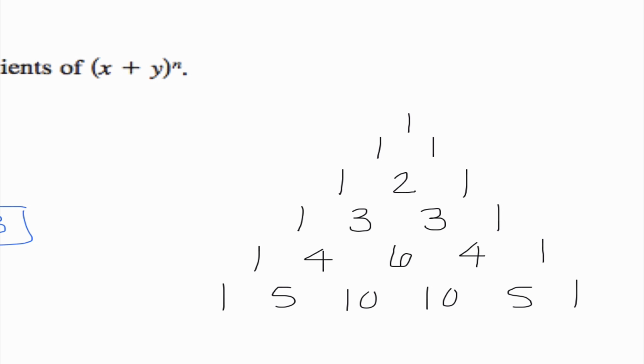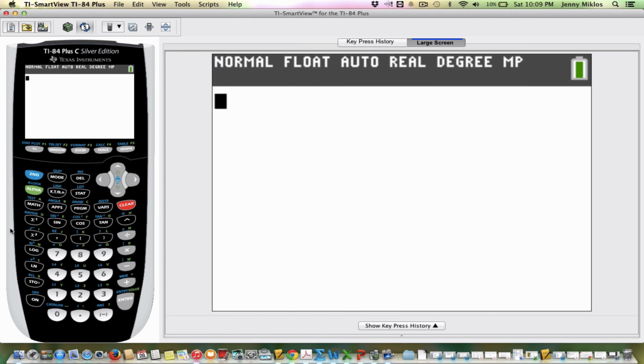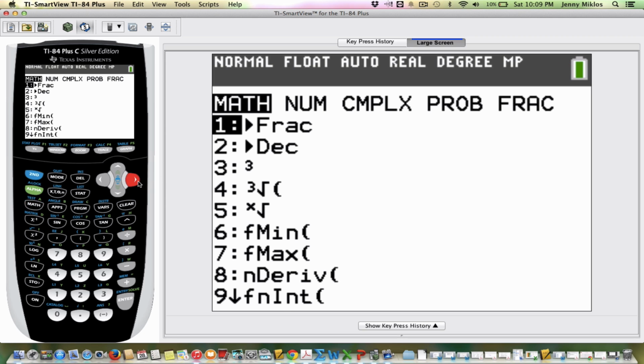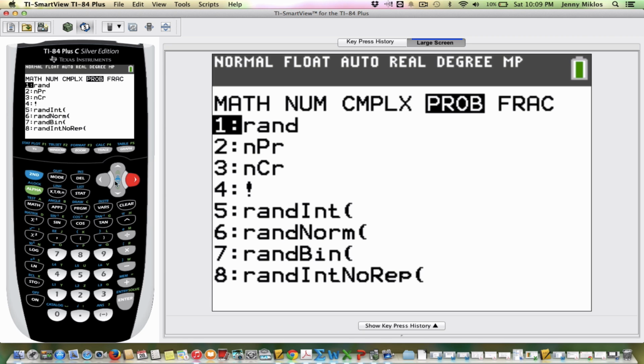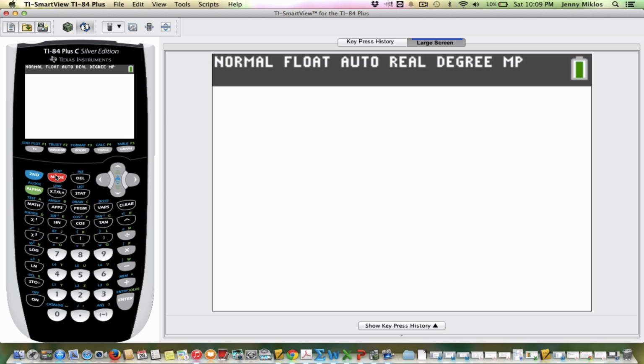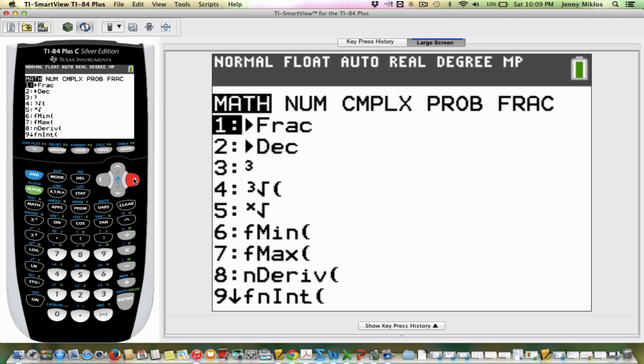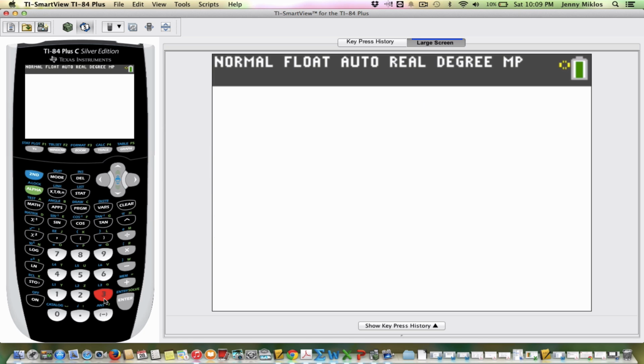So last thing we're going to talk about is how to actually do these combinations in our calculator. So I want to end this lecture just by showing you guys where to find some stuff on your calculator. So if we go ahead and press the math button, I'm going to move over to the probability menu. And notice that that third option is a combination. Okay, so let's say I had something like 5 combination 2. I would type in 5. And then I would press math, and move over to probability and choose nCr.